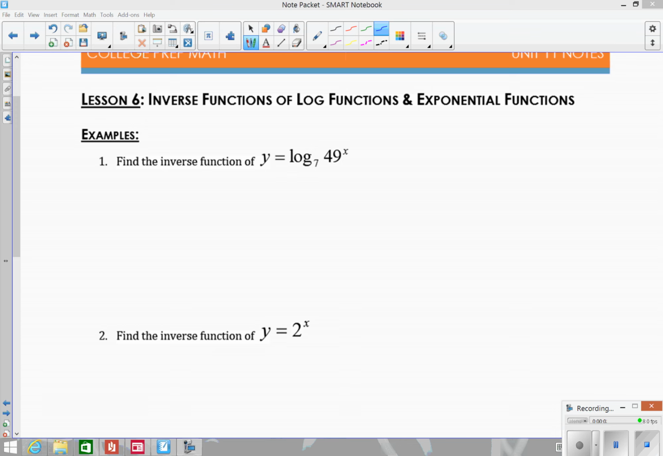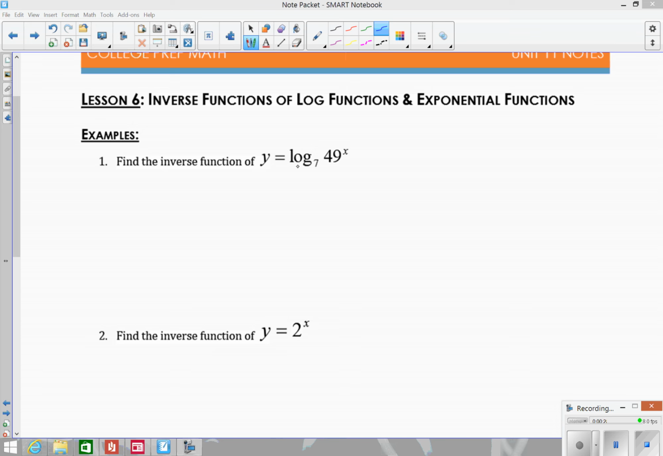In this lesson, we're going to look at inverse functions of log and exponential functions. If you remember when we first talked about log functions, we said that they were the inverses of exponential functions. And we looked at that on a graph by reflecting an exponential function over the line y equals x to see how the log function comes to be. Now we're going to look at doing this algebraically.